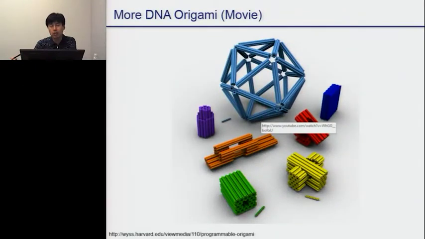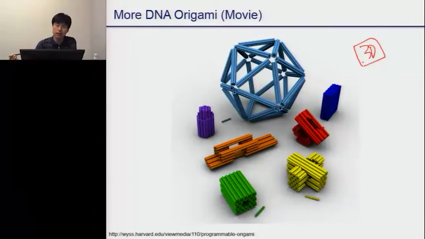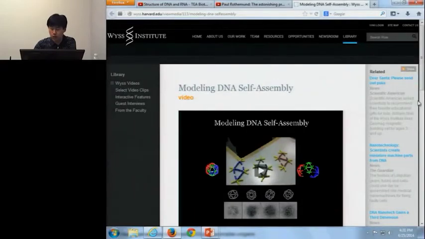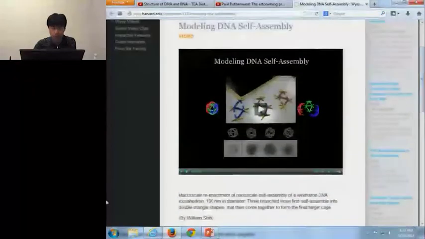So we only talked about two-dimensional DNA origami, but we can make three-dimensional DNA origami as well. If we make three-dimensional structures using the same kind of principles, we can make these kinds of three-dimensional structures. But the basic idea of making this kind of three-dimensional structure is very similar to this.